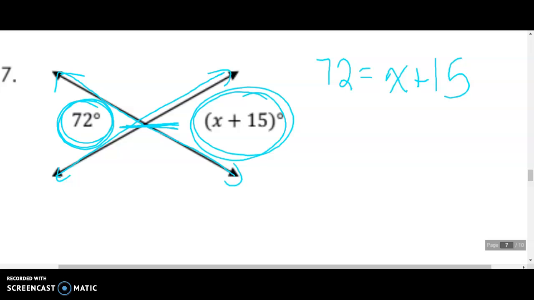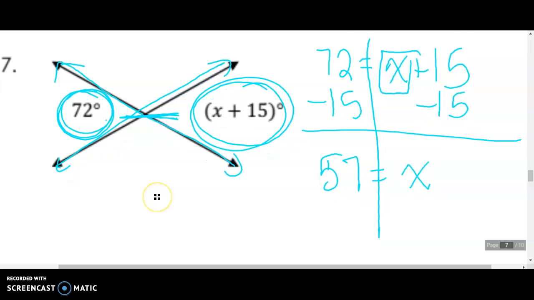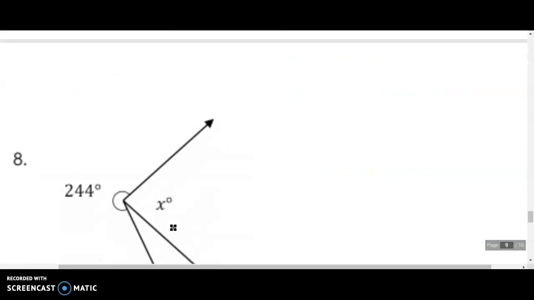There's our algebraic equation. Split, isolate, inverse, and we get 57 equals x, or x equals 57. Same thing, if I plug 57 in here, 57 plus 15 equals 72. 72, 72, we got the right answer. And then two more.